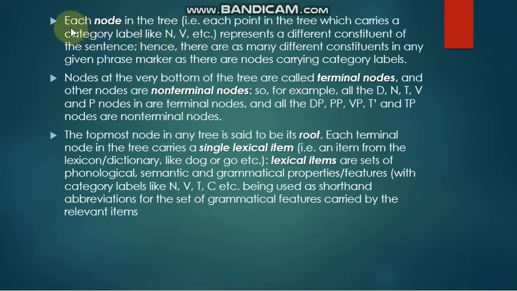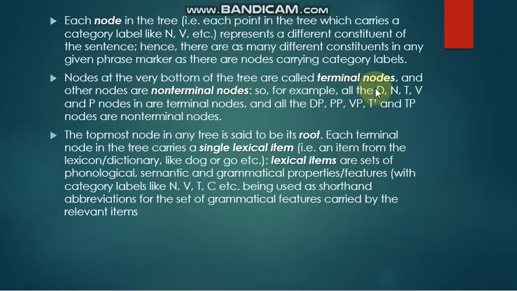So he continued that each node in the tree, what does it mean, tree, for those who don't know? Okay, each point in the tree which carries a category label like noun, verb, etc., represents a different constituent of the sentence. Hence, there are as many different constituents in any given phrase marker as there are nodes carrying category labels. Nodes at the very bottom of the tree are called terminal nodes, and other nodes are non-terminal nodes.